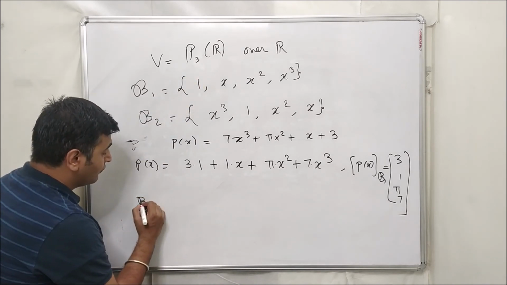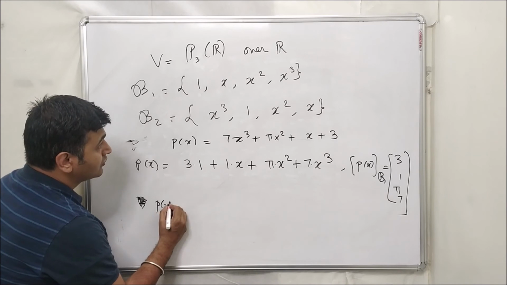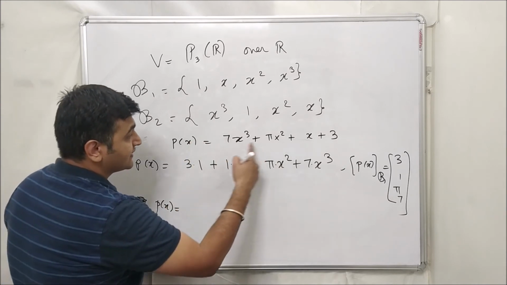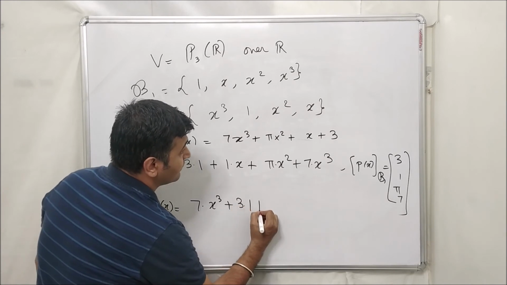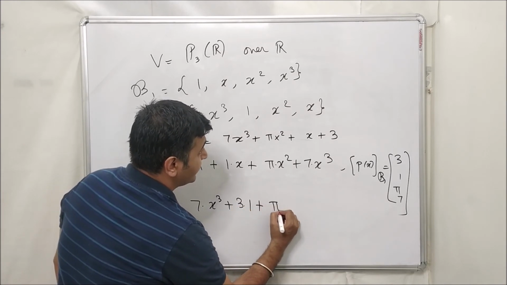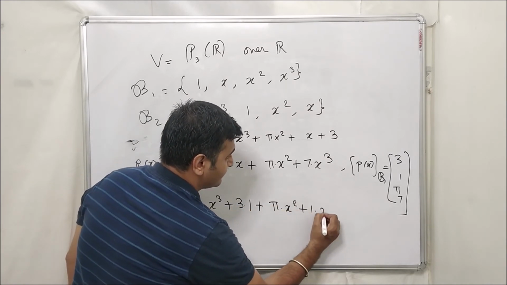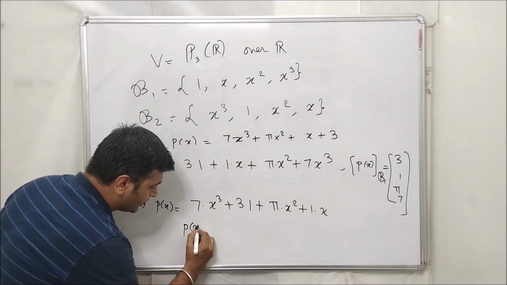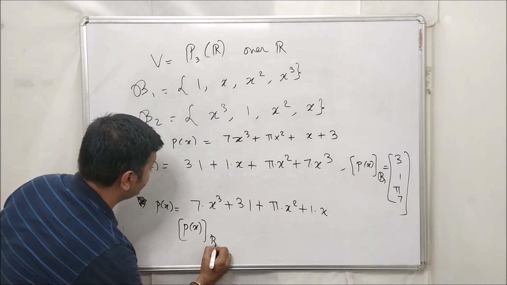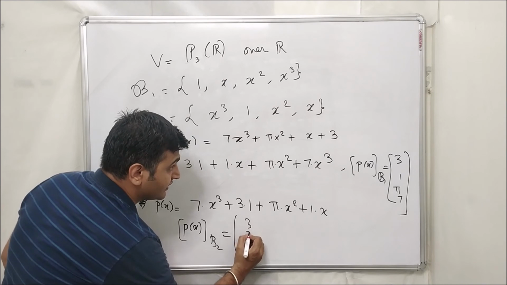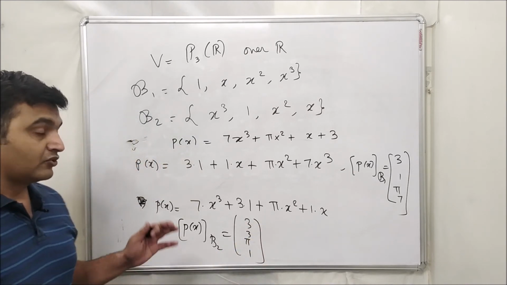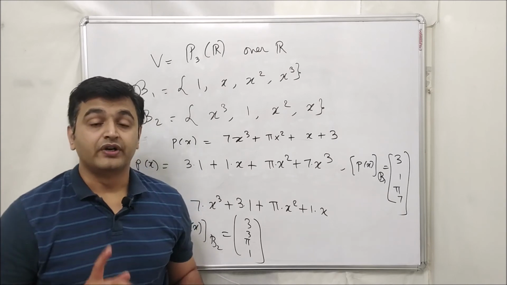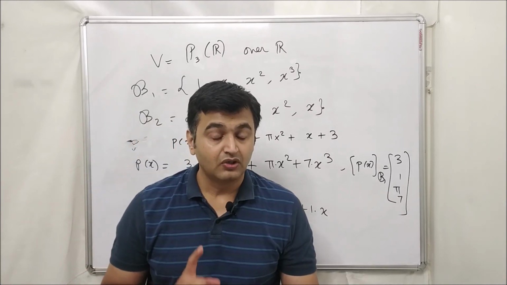Now similarly, if you go for B2, x cube comes first. So P of x is 7 times x cube plus 3 times 1 plus pi times x square plus 1 times x. So what is the coordinate vector with respect to the basis B2? It is nothing but 7, 3, pi, 1. So that is the notion of coordinate vector with respect to the ordered basis.